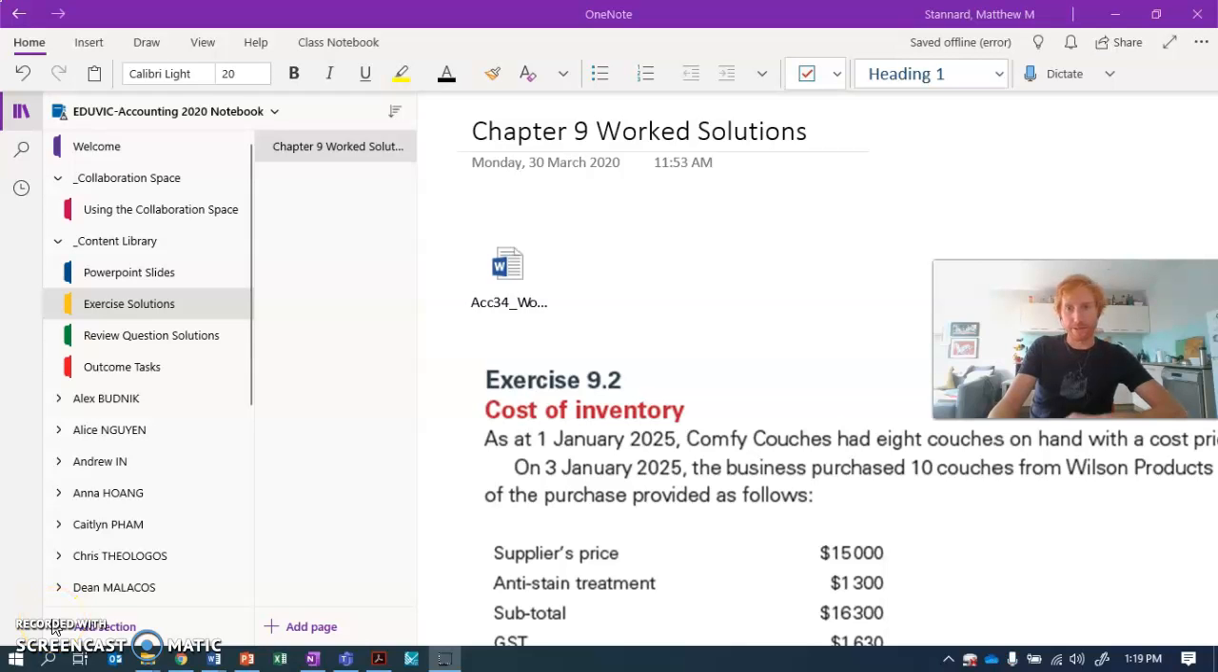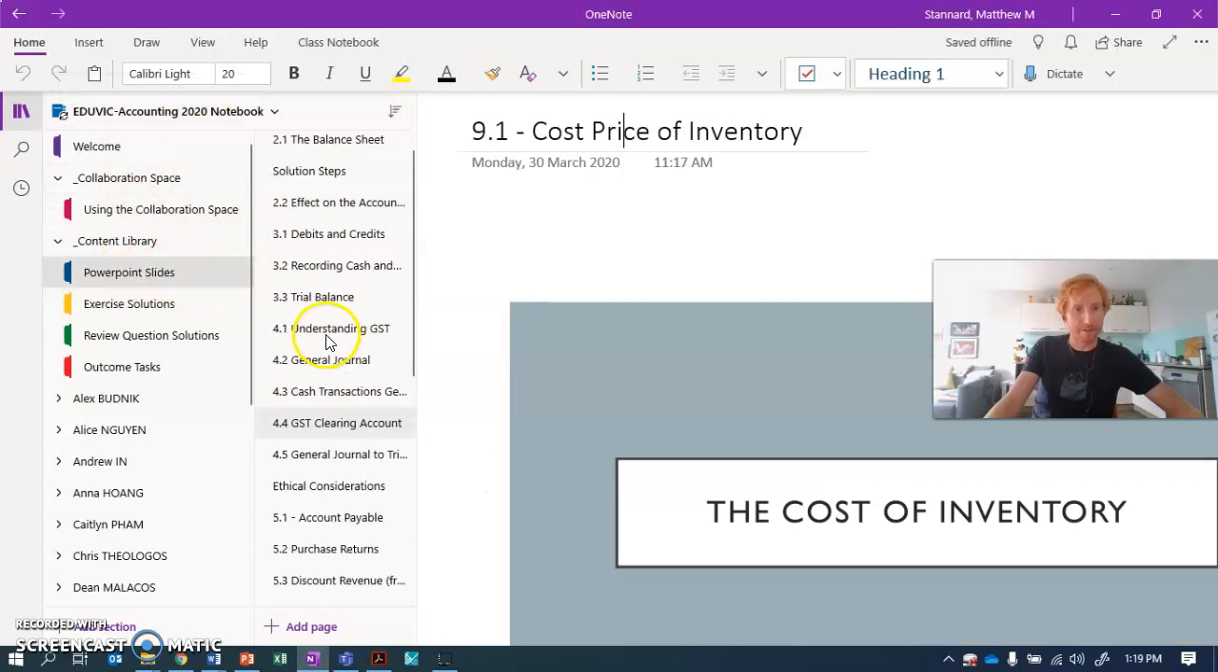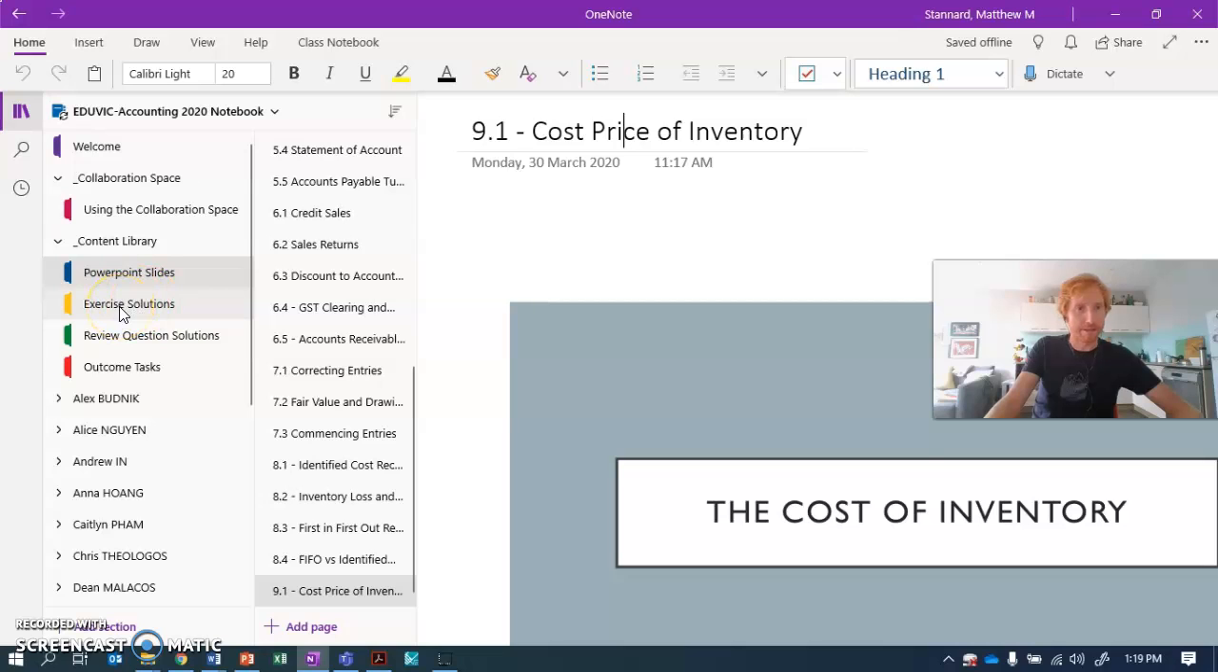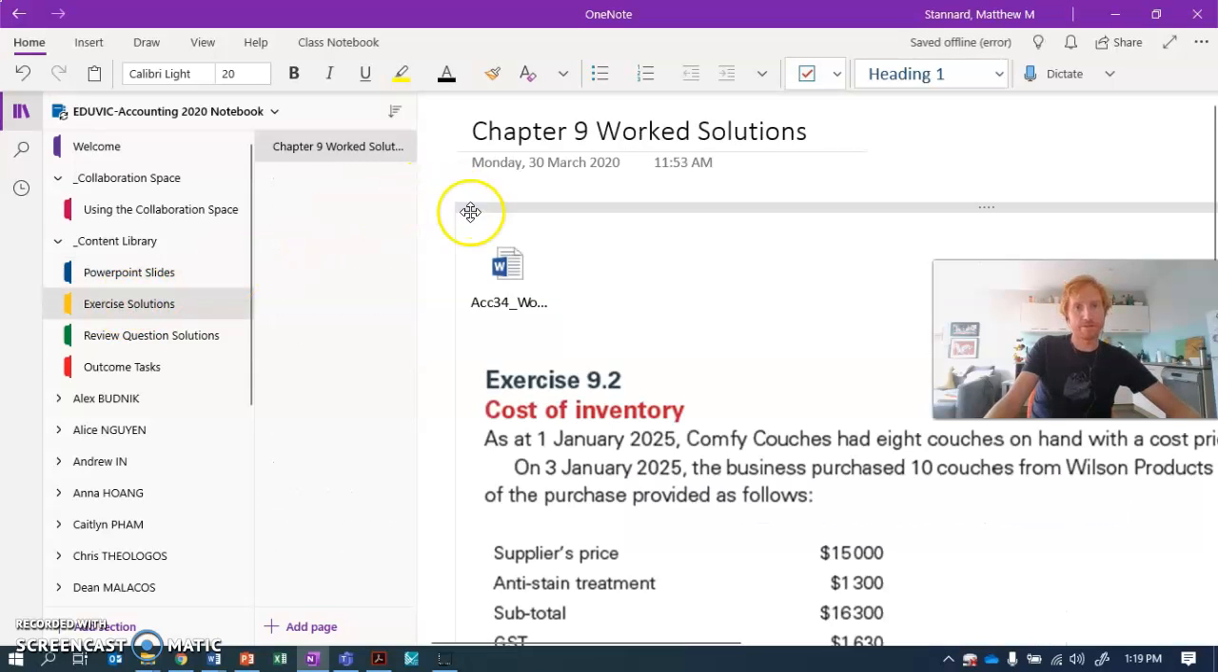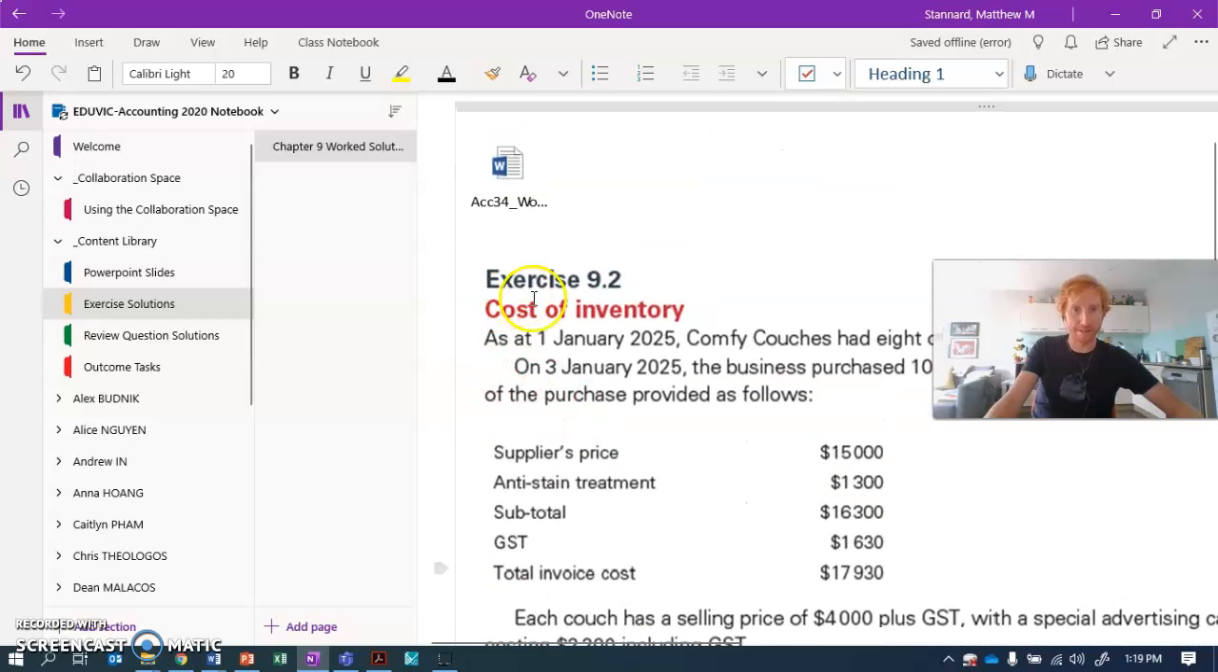Hey guys, I'm just going to try and do some worked solutions from the textbook, to give you an idea of how to go about answering questions. To find this, we go to our notebook, where usually you see the PowerPoint slides, and next one down, exercise solutions. In here you'll have this Word document, which will be the workbook template, and here's the question I'm going to look at today, exercise 9.2, just the cost of inventory. Let me know if it's worthwhile, and we'll get started.